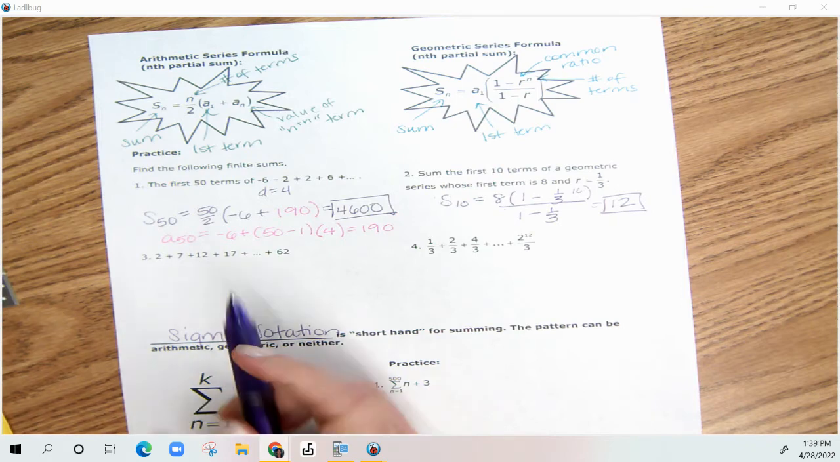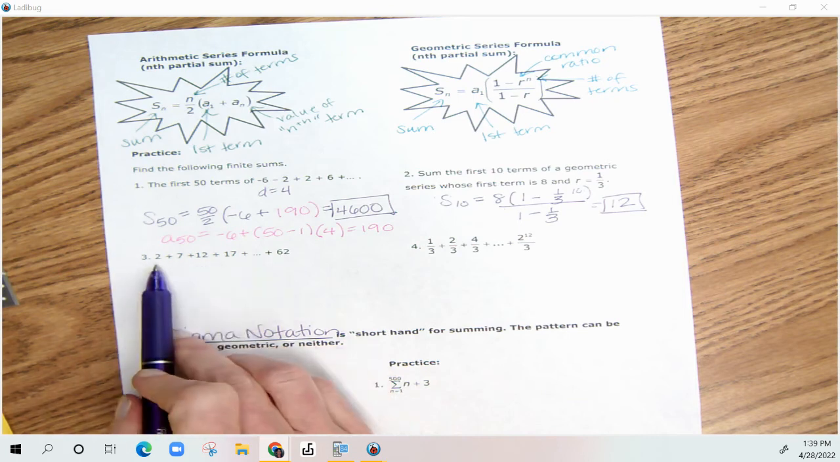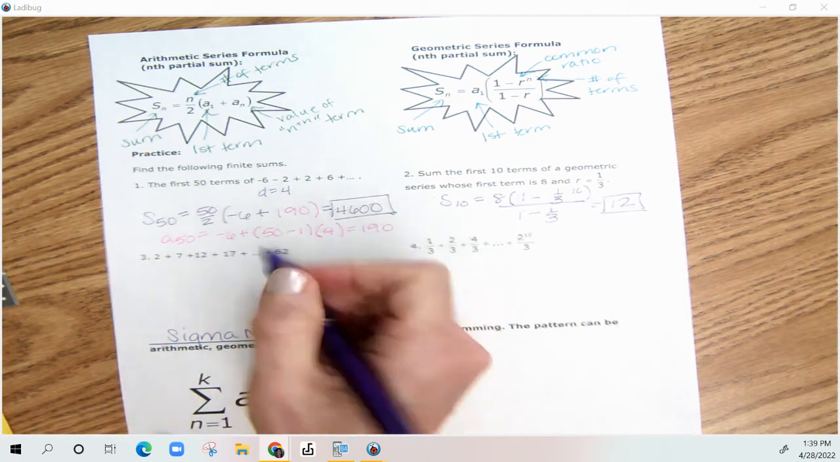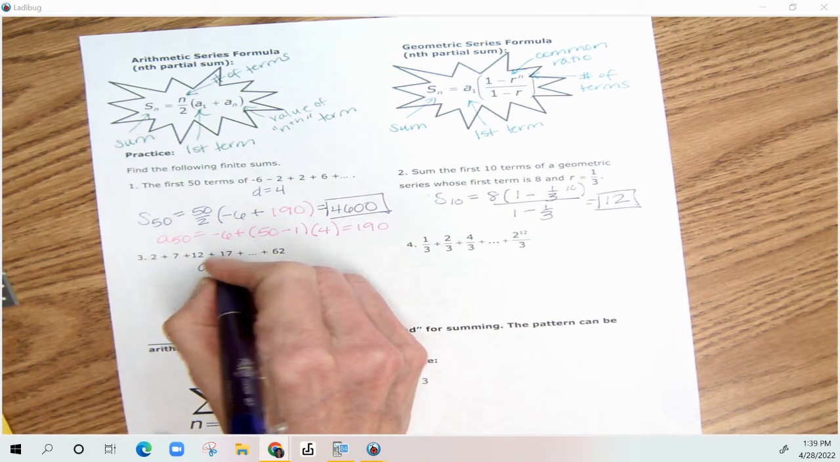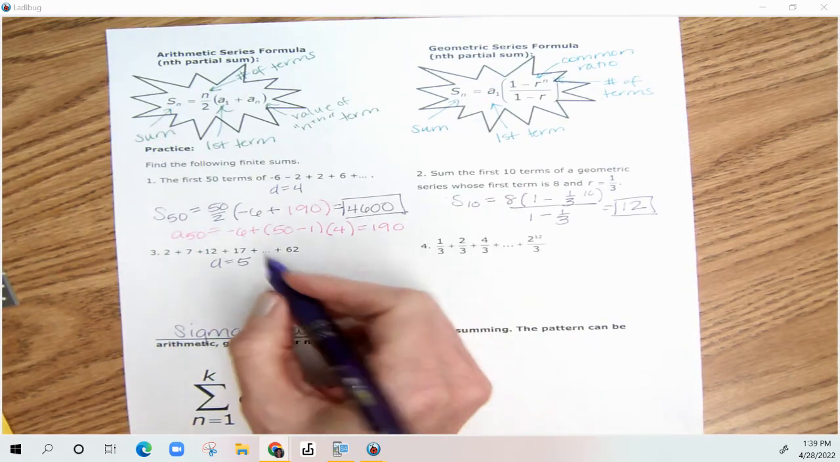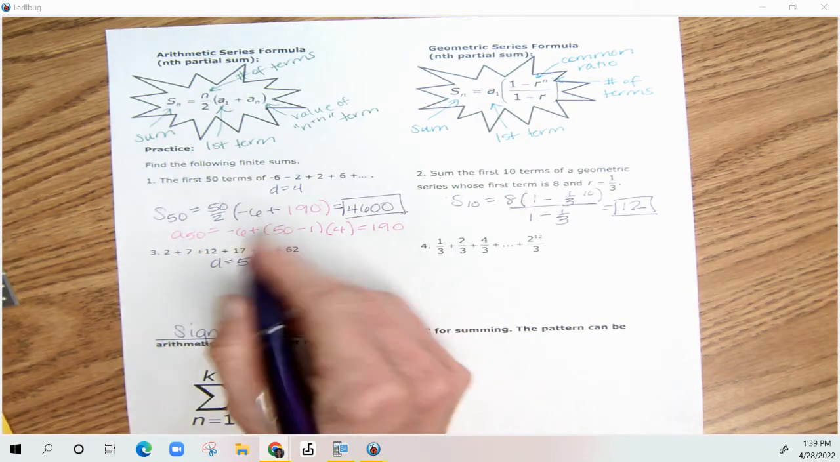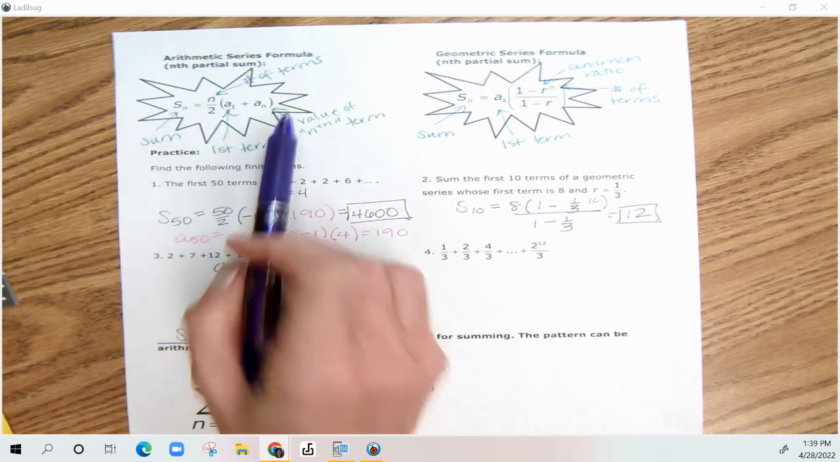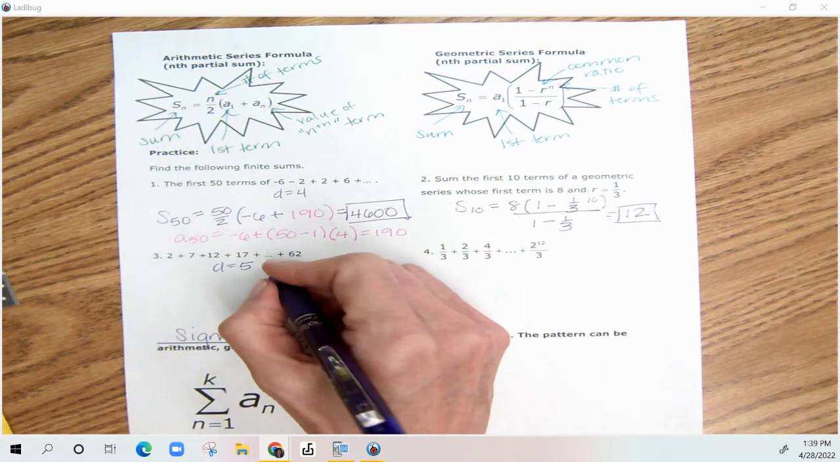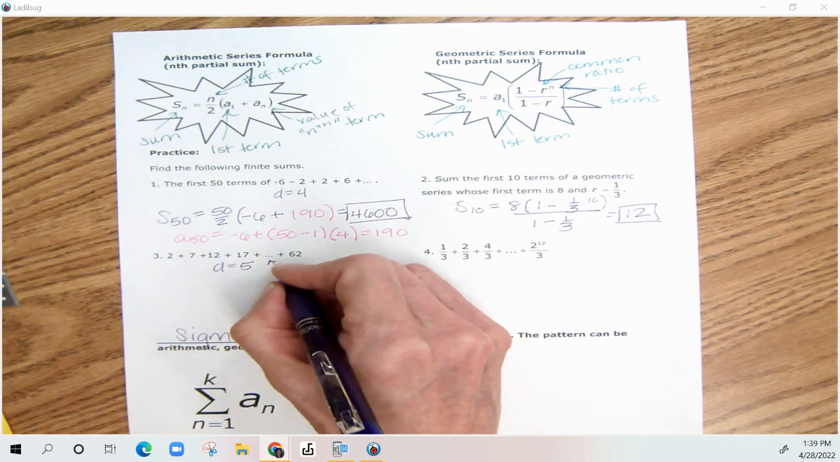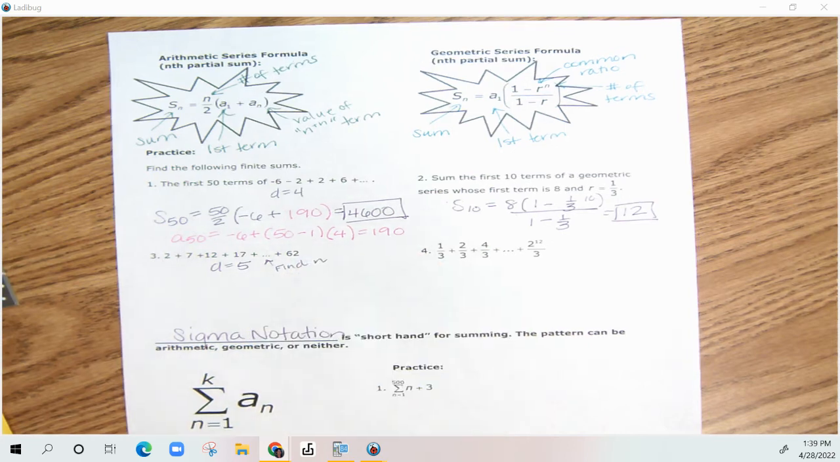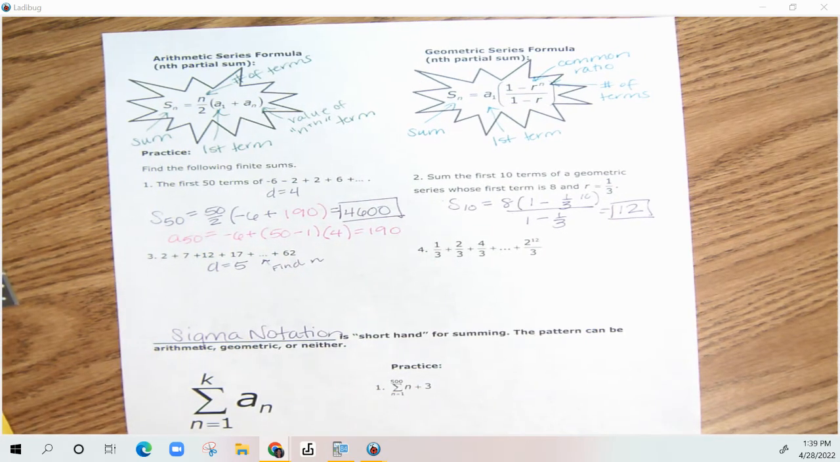For the next one, I can see that it is also arithmetic. Common difference is 5. So I have the first term and I have the last term, but I don't know how many terms I'm finding the sum of. So that dot, dot, dot means I need to find what n is. So for that reason, I'm going to have to use the sequence formula to find it because I don't know it and I need it for the series formula.